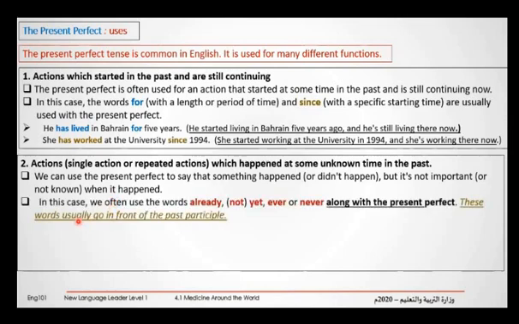In this case, we often use the words already, yet or not yet, ever or never, along with the present perfect form. These words usually go in front of the past participle.